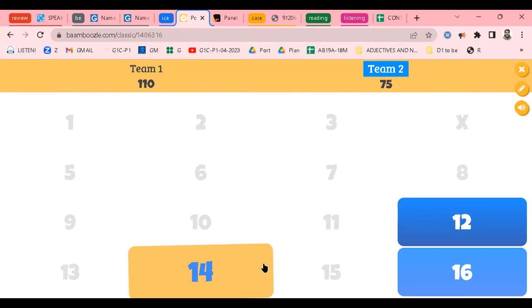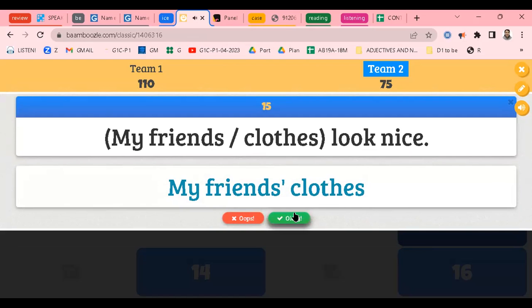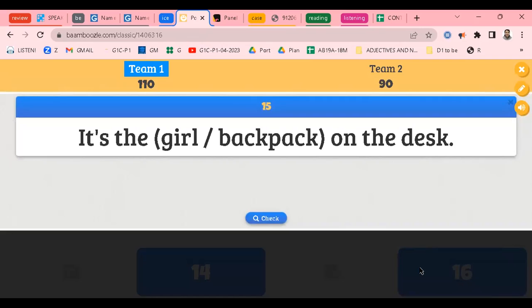Okay, getting to pick a number? Number 12. 12, okay. Okay, 15 points. It's easy. My friends look nice. Awesome. Okay, team one, that's up to you. 16. 16, okay. 15 points.